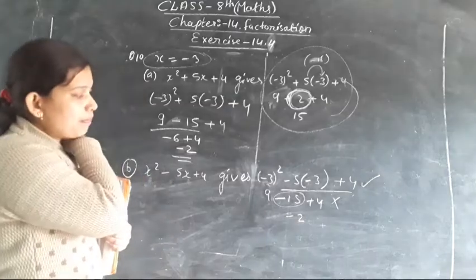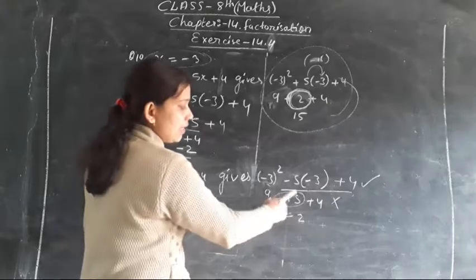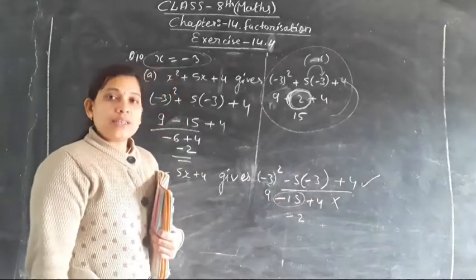Okay, so 9 plus 15 plus 4 should come, whereas here minus is coming, so what will the error be? Here minus 15 is the error.